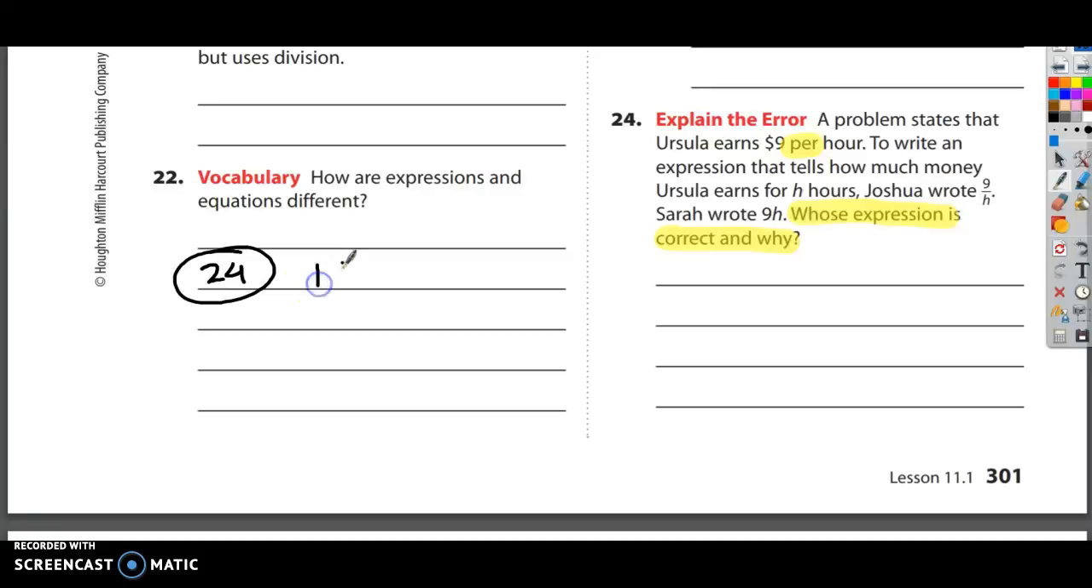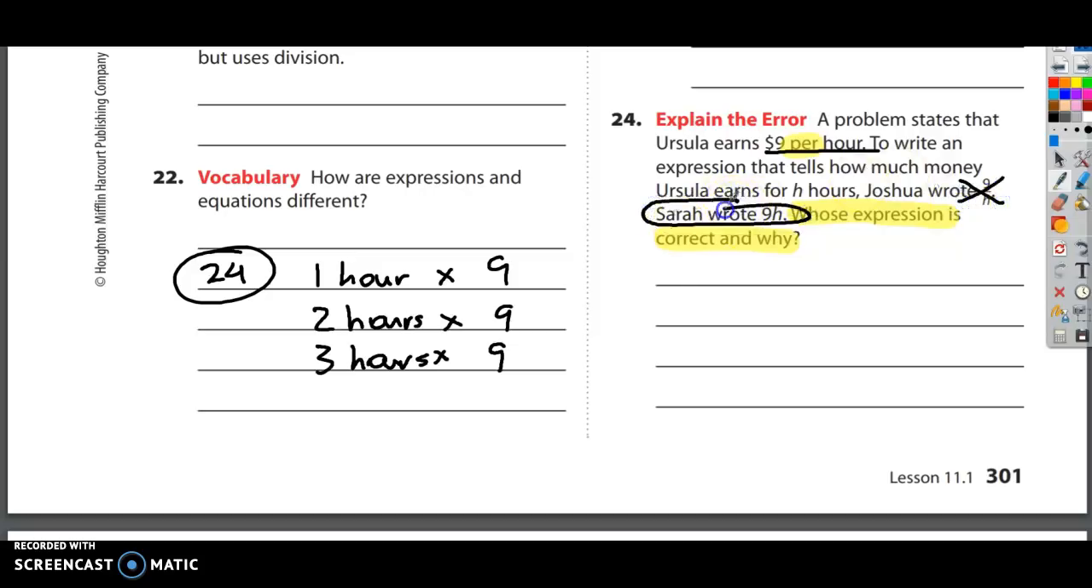If she worked 1 hour, you would figure out her earnings by doing 1 times 9. What about if she worked 2 hours? You would do 2 hours times 9. She makes $9 per hour. That means $9 for 1 hour. It means $18 if you did 2 hours. What about if she worked 3 hours? You would do 3 times 9. I'm trying to make a point here. You would not divide to figure out how much money she earned. You would multiply. Sarah is correct.